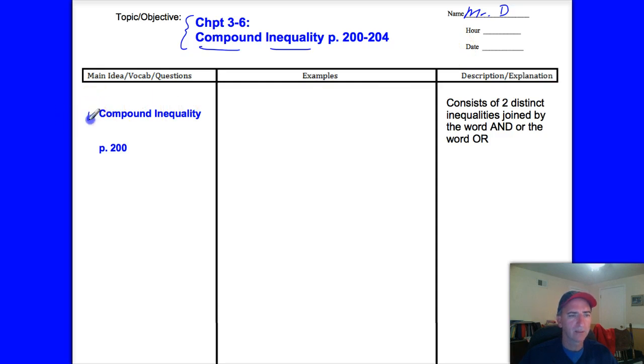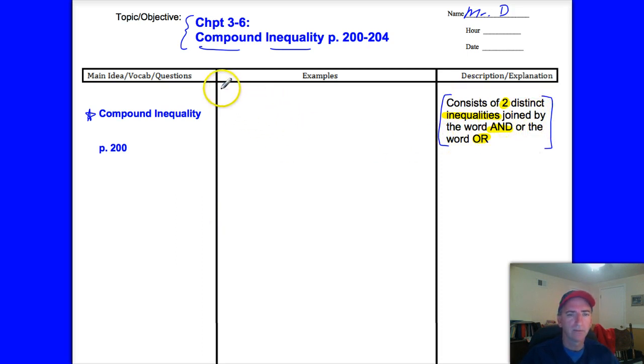And the first word we're going to talk about is just what a compound inequality is. And here it is for you. Definition, you can go ahead and jot down. Definition of a compound inequality. Basically, it consists of two distinct inequalities joined by the word and or the word or. Two inequalities joined by the word and or the word or. So again, hit pause as we go through here if I get ahead of where you are, to make sure you understand things. Please do that.